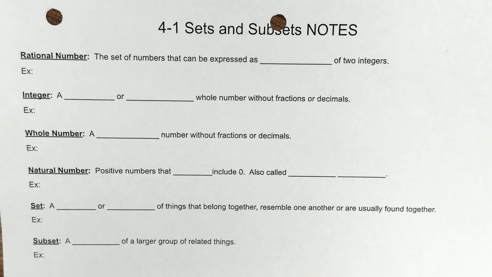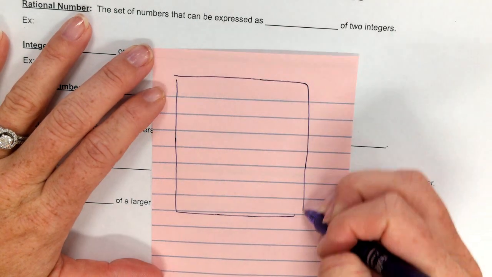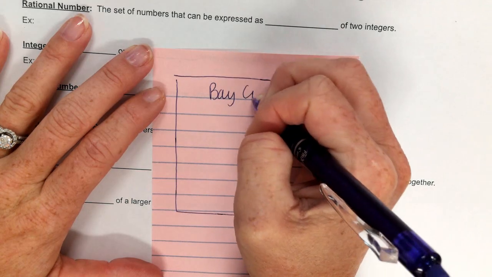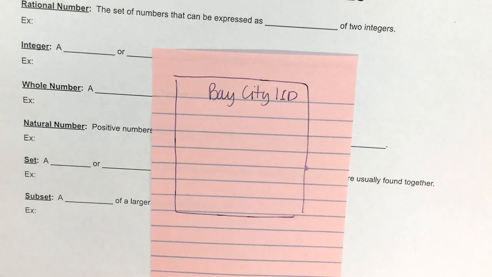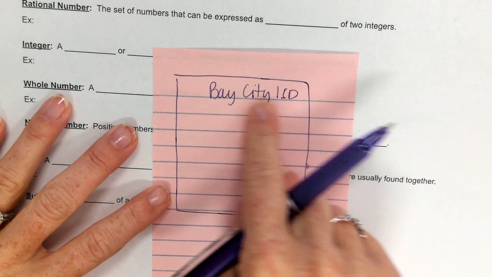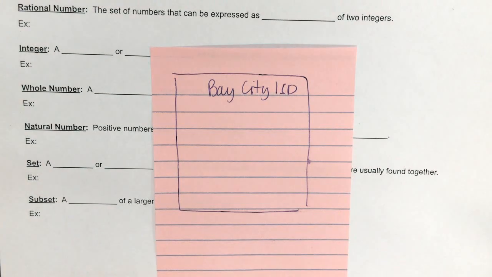Have y'all ever seen a Venn diagram? Yes. Okay, and in a Venn diagram, whatever falls inside of another circle or square or something is called a subset. Does that make sense? So, for example, if I have the title Bay City ISD, and that's the big Venn diagram title, then everything in here has to be what? A subset of Bay City ISD.